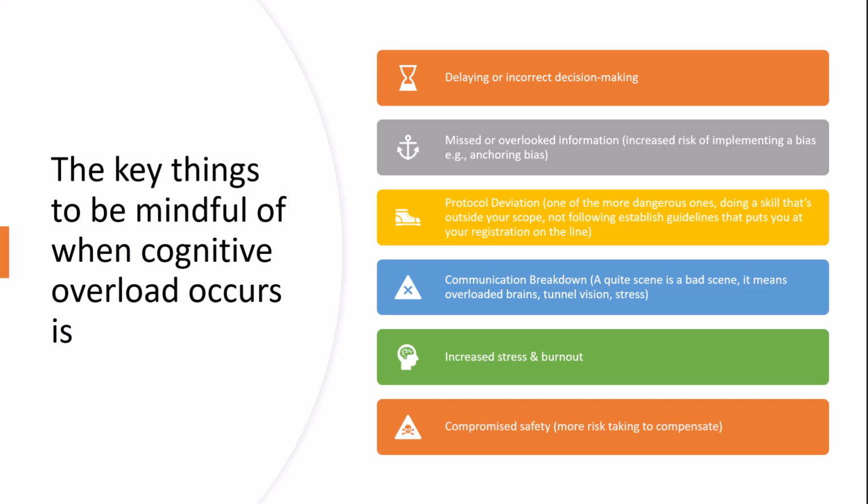Communication breakdown. I will always say this: a scene is a bad scene if it is quiet. That means everyone's brains on scene are overloaded. There's tunnel vision, there's stress. Things will be missed in a quiet scene, because if no one's saying something, something is bound to happen and no one's going to pick it up. So you should always be using closed loop communication, using names, identifying roles, what everyone's doing, what's our plan. Increased burnout, increased stress. If you're cognitively overloaded, chances are you're going to have those experiences multiple times in your career, maybe multiple times in a shift, and heck, multiple times in a set block of rosters.